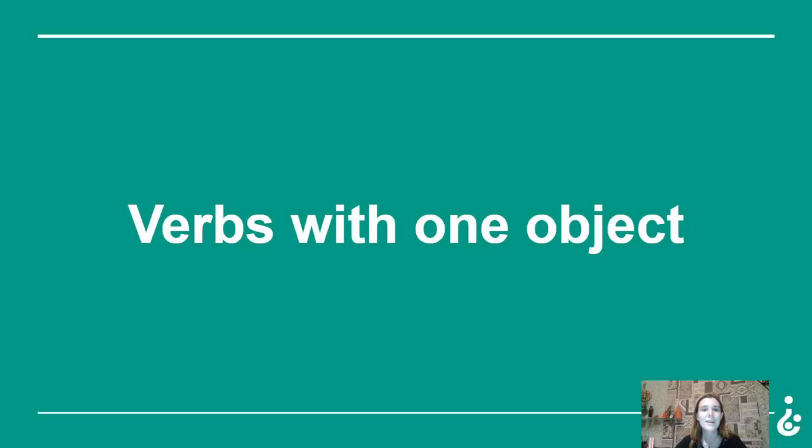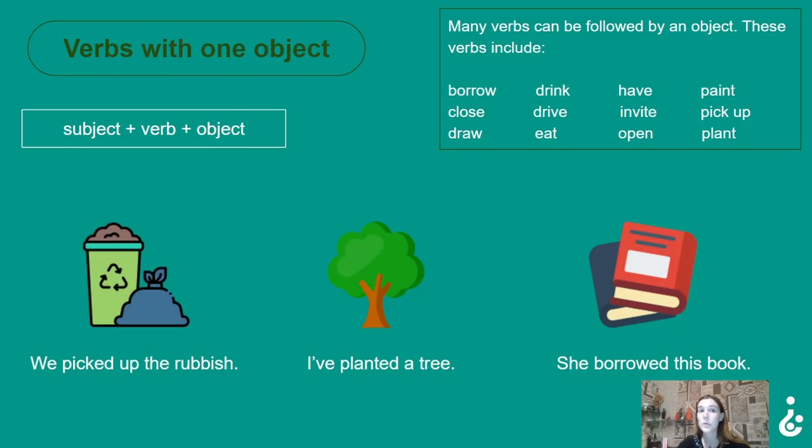And now let's talk about verbs with one object. The structure of verbs with one object is subject plus verb plus object. We picked up the rubbish. I've planted a tree. She borrowed this book. Many verbs can be followed by an object. These verbs include borrow, close, draw, drink, drive, eat, have, invite, open, paint, pick up, plant.